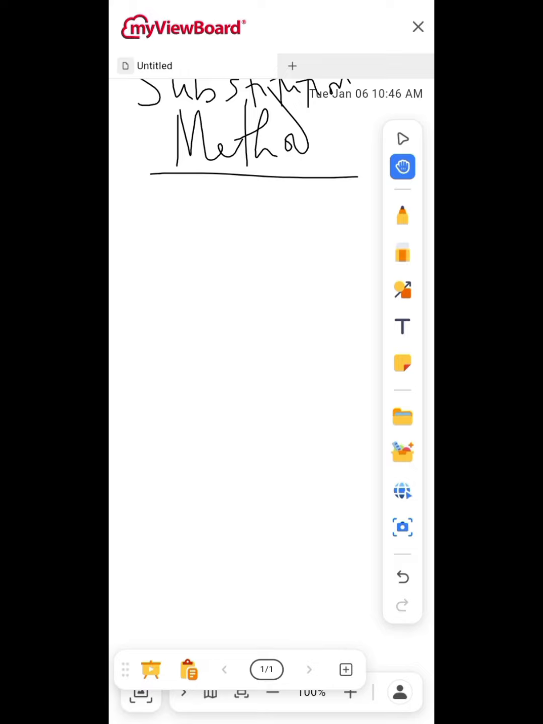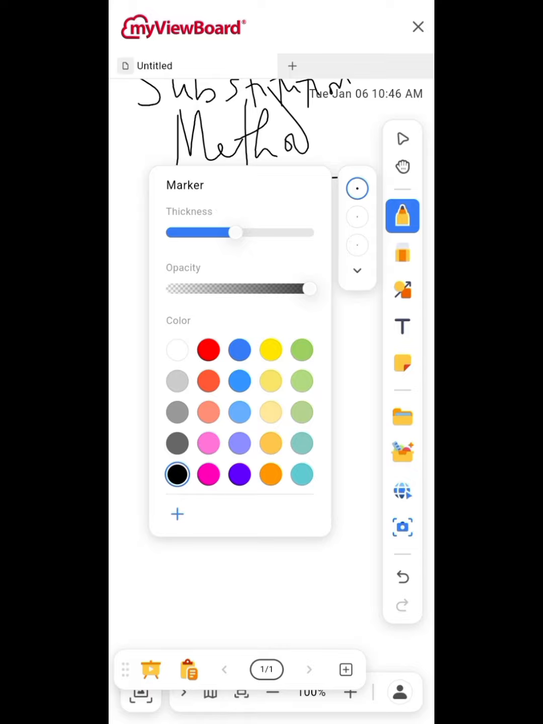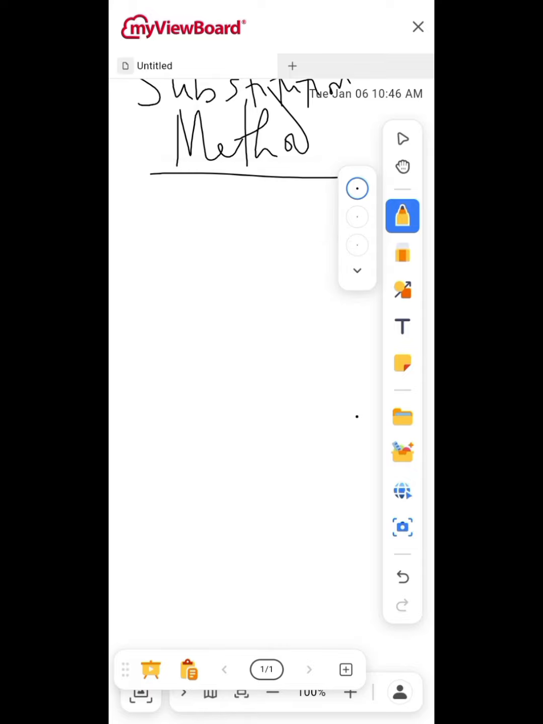This morning, we'll be looking at the substitution method of solving simultaneous equations. Previously on our channel, we have looked at the elimination method of solving simultaneous equations. So this morning, we head straight to using the substitution method. Now, what do we mean by substitution method?